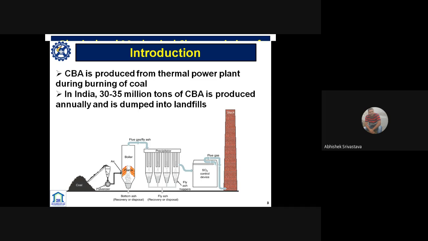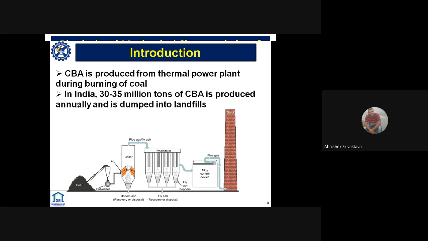During the burning of coal in the thermal power plant, two types of ashes are produced: the bottom ash and the fly ash. Bottom ash is collected at the bottom of the boilers, that's why it is named bottom ash, and the fly ash is collected at the precipitators. Fly ash is widely used because of its fineness and its pozzolanic properties. The Indian standard allows 15 to 35% utilization of fly ash in making concrete. However, due to the larger particle size of bottom ash, it is still being dumped into landfills without any recycling.